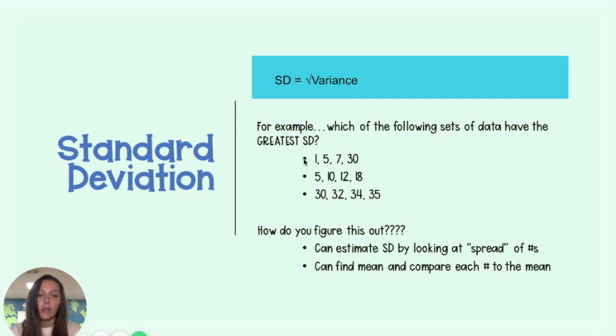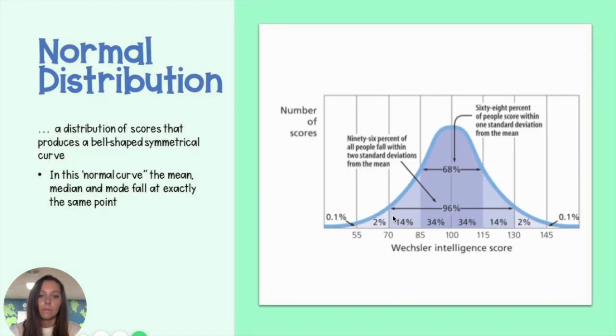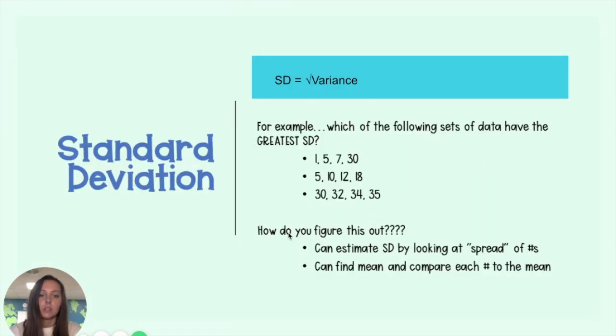So you'll see that your greatest standard deviation is going to be this first set right here, because you're going to have data points close to the mean, but also not close to the mean. And standard deviation, remember, tells us how far away you are from the mean. So how can you figure this out? You can estimate the standard deviation by looking at the spread of numbers. Like I said, this first set has a wide spread, 1 to 30.